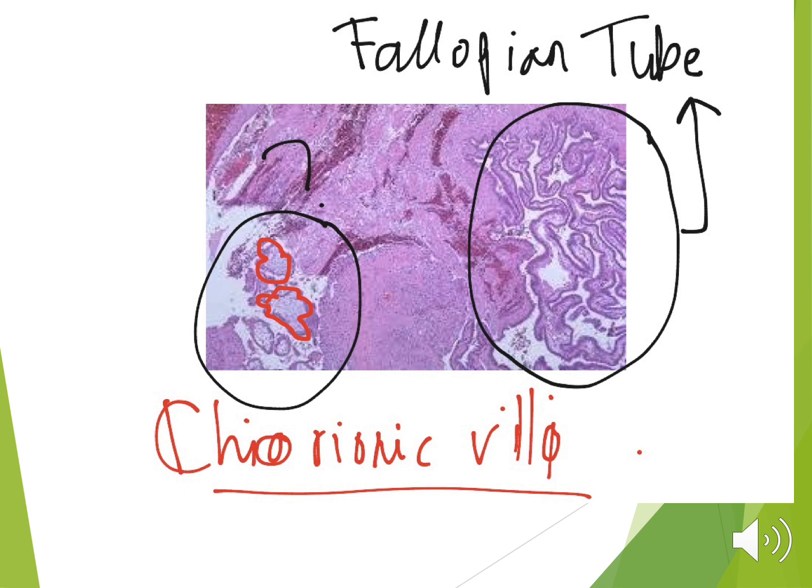This histologic image shows how ectopic pregnancy is confirmed under the microscope. We have to see fallopian tube lining, which is these fronds of fibrovascular cores covered by a single layer of cuboidal epithelium on the right side of the image, and on the left side we can see the chorionic villi, which are parts of the placenta. This is where the exchange of gases and nutrients occurs between the maternal and the fetal circulation.